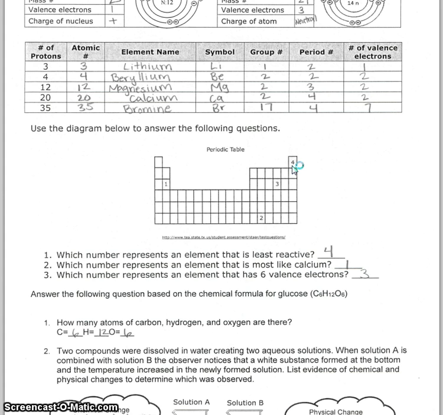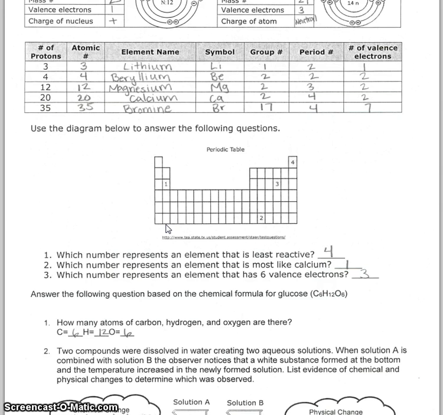Which number represents an element that is most like calcium? Well, looking up here, calcium is in group 2. Any element in group 2 is going to be very similar to calcium. And so number 1 here is in group number 2. And so it's going to behave most like calcium.